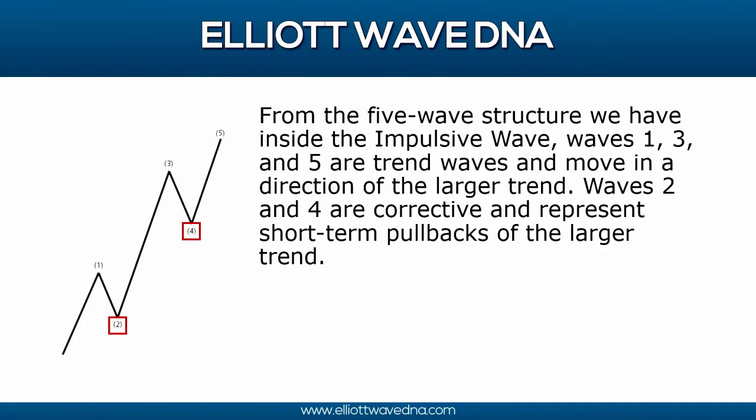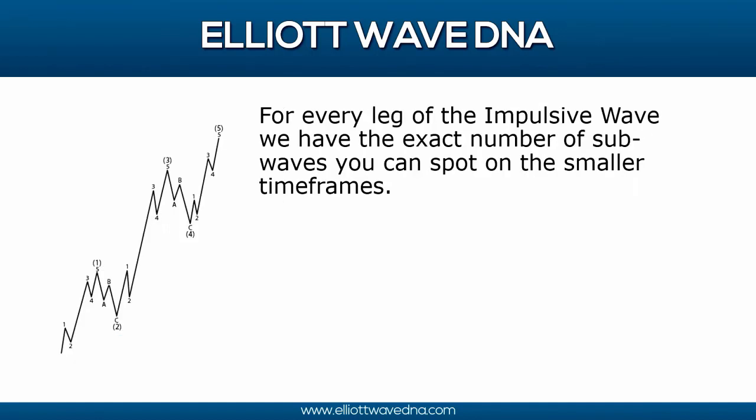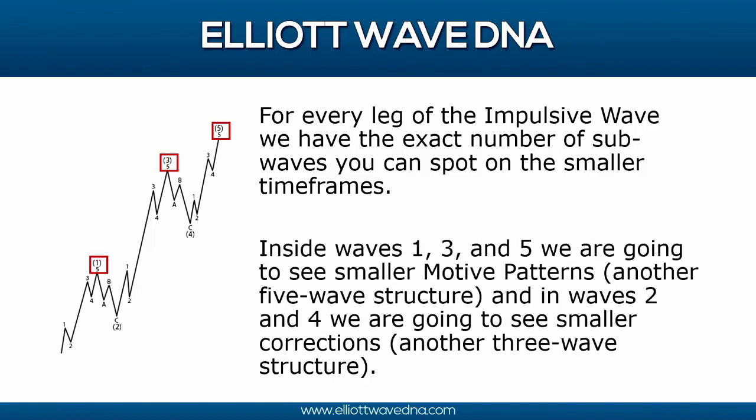Waves 2 and 4 are corrective and represent a short-term pullback of the larger trend. For every leg of the impulsive wave, we have an exact number of subwaves you can spot on the smaller time frames. Inside waves 1, 3, and 5, we are going to see a smaller motive pattern, so another 5-wave structure. And in waves 2 and 4, we are going to see smaller corrections, another 3-wave structure.